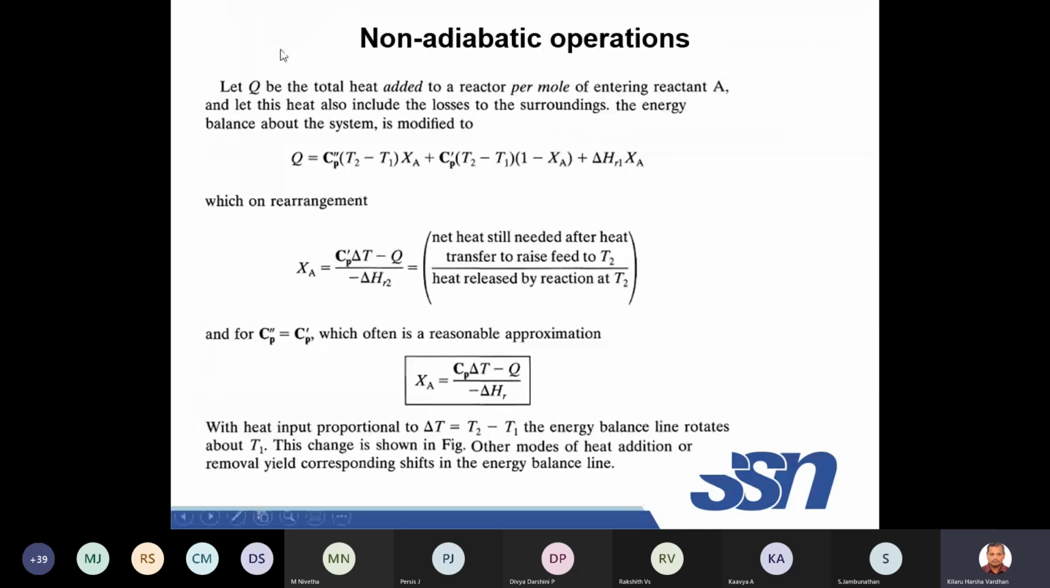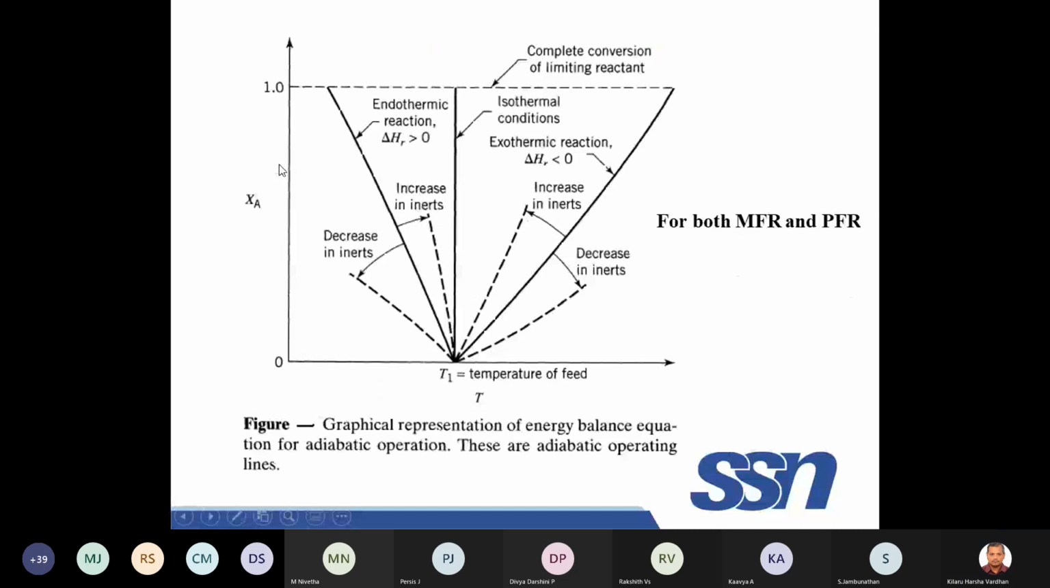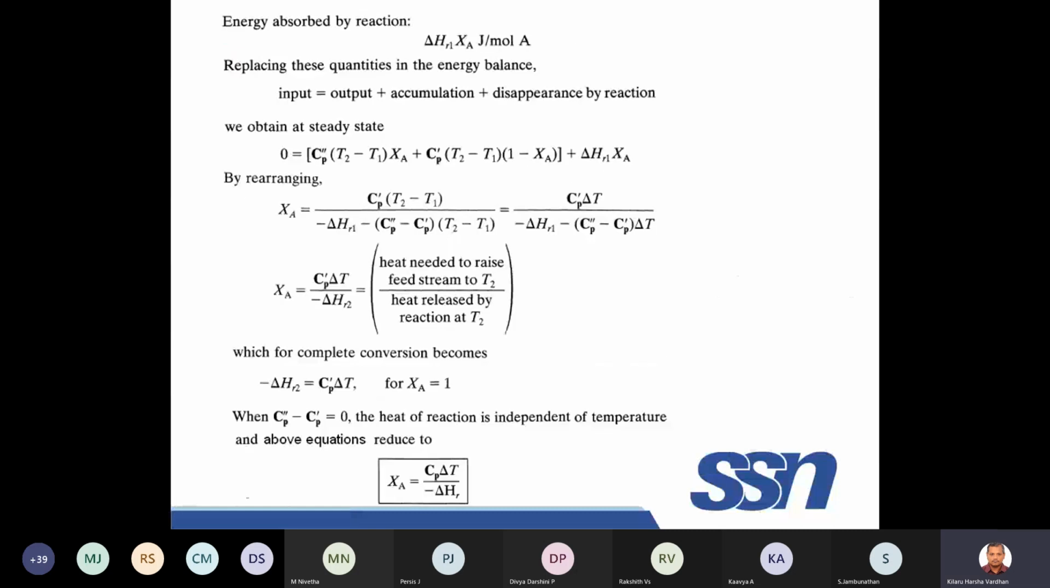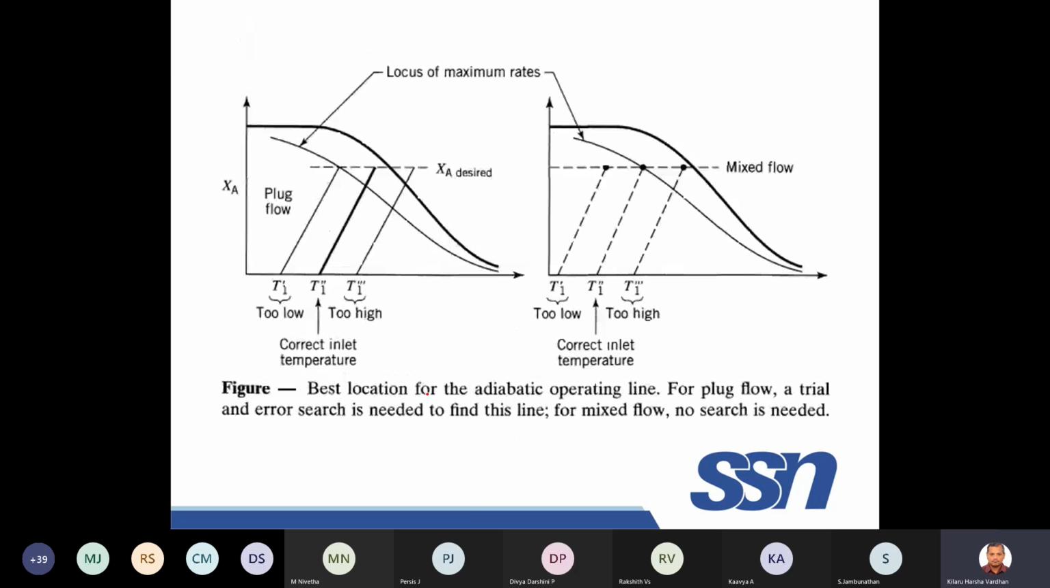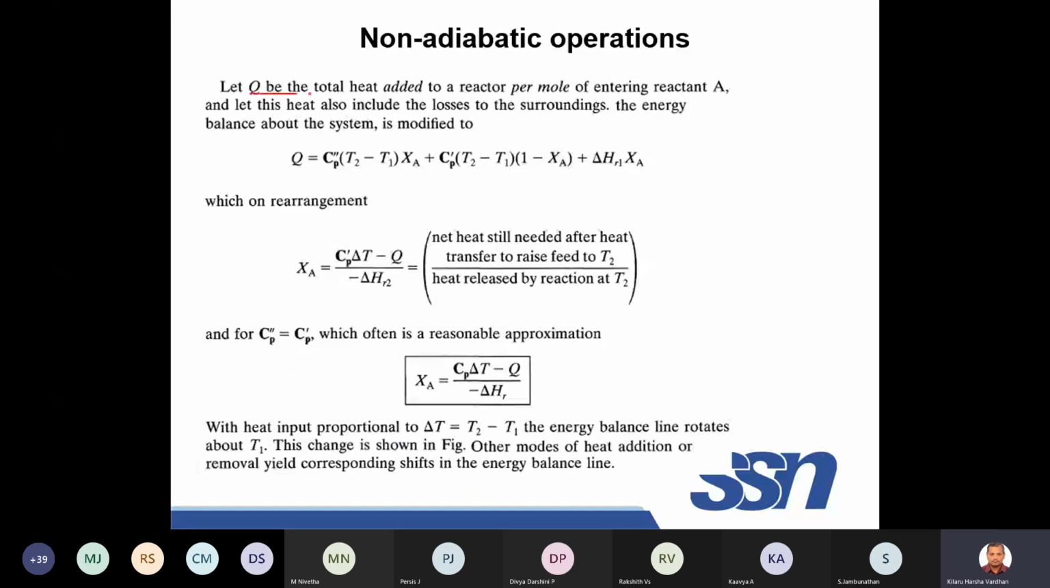So what is non-adiabatic now? Let Q be the heat added, that inlet heat is there. Whereas in the previous one, you put 0 here. Since input is 0, because the temperature is not being changed to the reference temperature. Whereas in non-adiabatic, Q will be the heat added. Therefore, input is there. This is the output and this is the reaction, the disappearance.